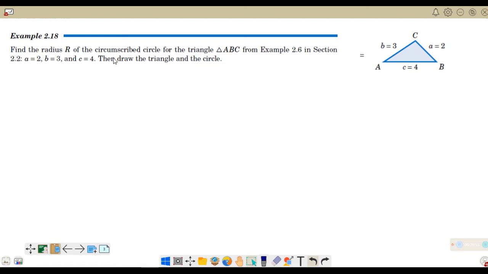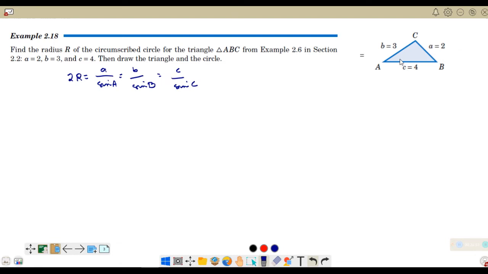Hindi sinabi dito kung nag-pass through siya sa center. So we can't be too certain. Hindi natin pwede assume na ang kanyang radius ay 2. Kasi hindi naman sinabi dito na si AB ay diameter. So, gagamitin natin yung pinresent kanina na formula using the law of sines wherein twice the radius or the diameter is equal to the ratio A over sine A or B over sine B or C over sine C.